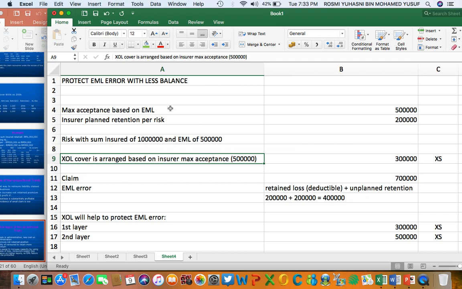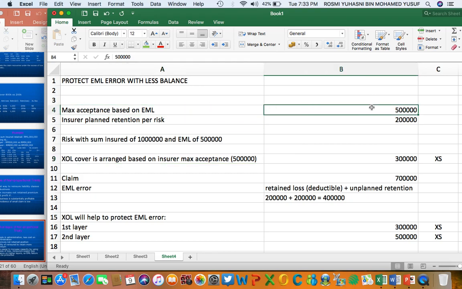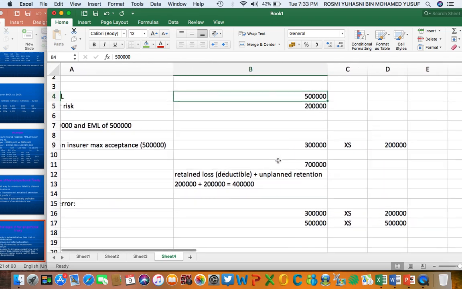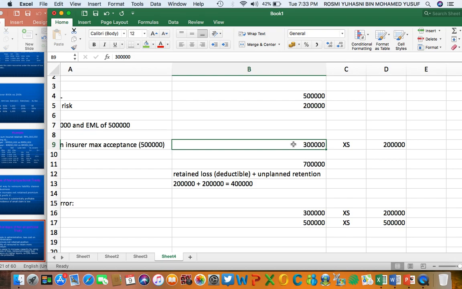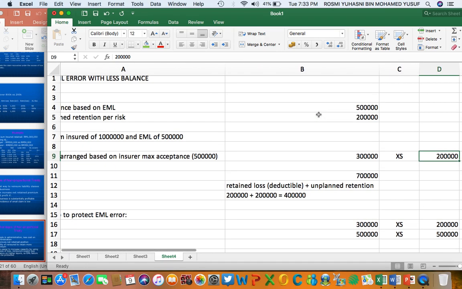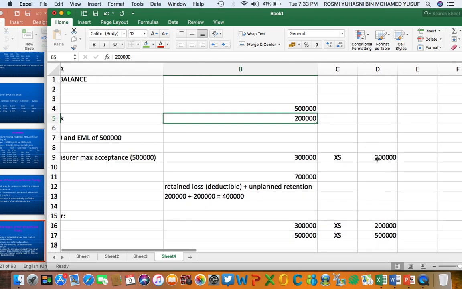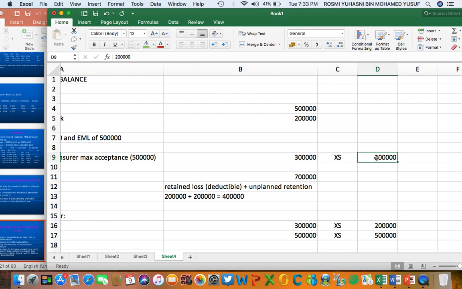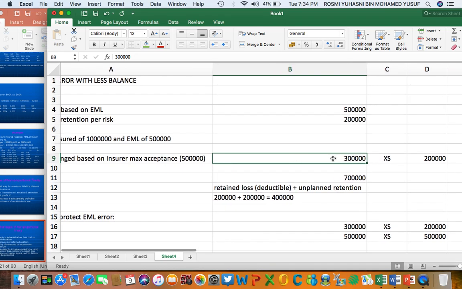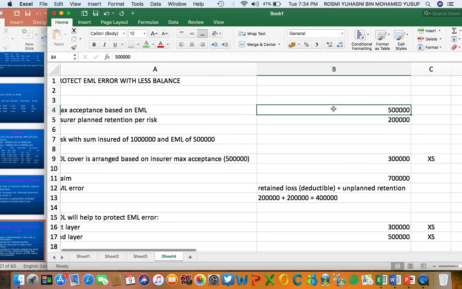So based on this EML of 500,000, the insurer will arrange their excess of loss cover. So the excess of loss cover will be 300,000 in excess of 200,000. This is the deductible. You can notice that the deductible equals the insurer's planned retention per risk, the amount that they are willing to pay in the event of loss. They are willing to pay up to 200,000, so this will be their deductible. Anything above 200,000 will be transferred to the reinsurer, and the reinsurer will protect up to 300,000. So the total of cover and deductible here will equal the EML.